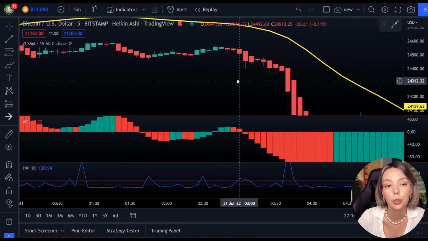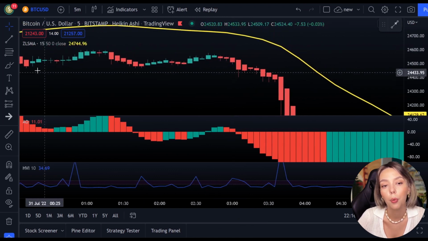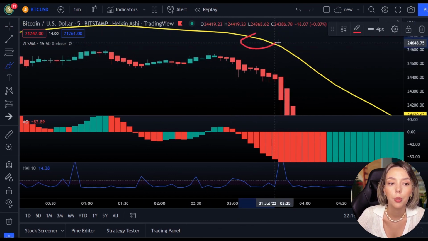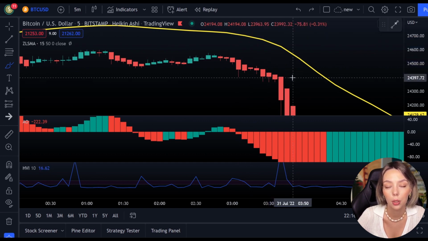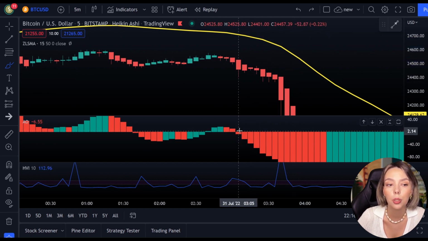Exactly opposite is true for short trades. First, we are only going to be looking to sell if the price action is closed below the Zero Lag SMA and the line is pointing downwards. Second, the Awesome Oscillator has to print a red bar below the zero level.